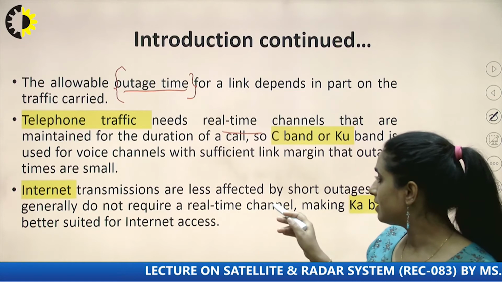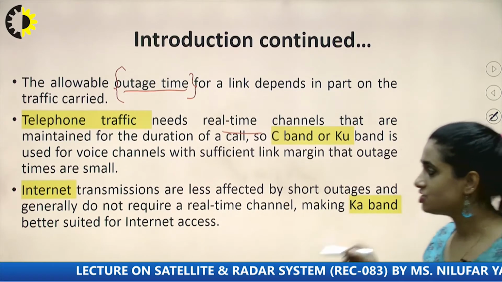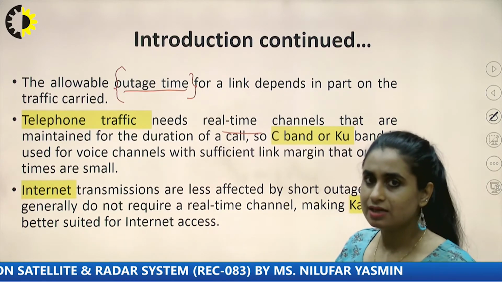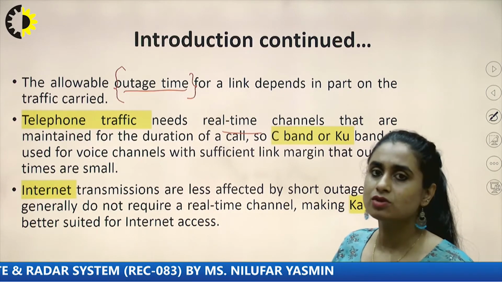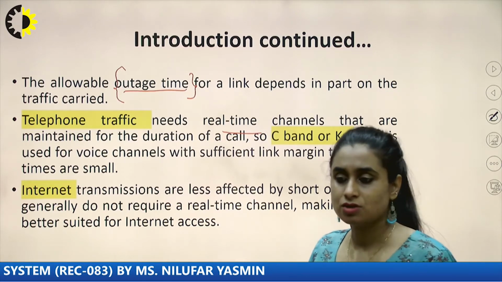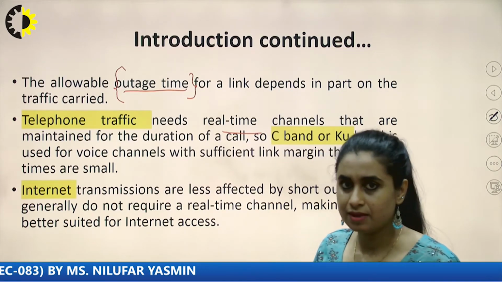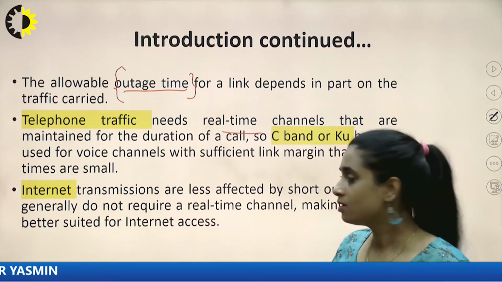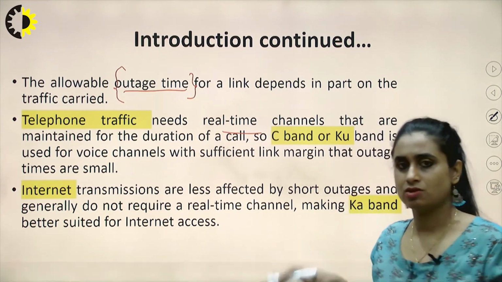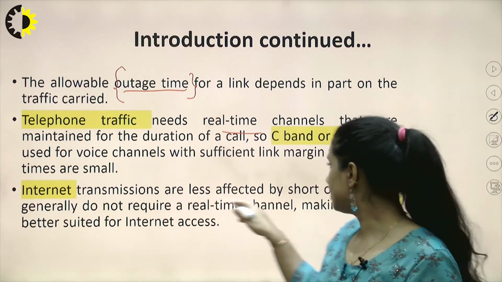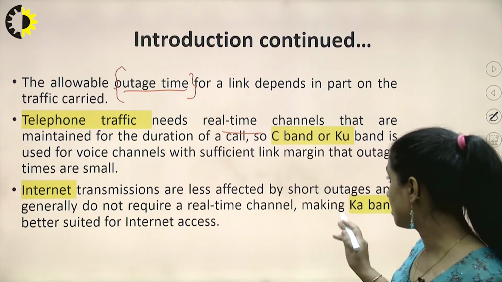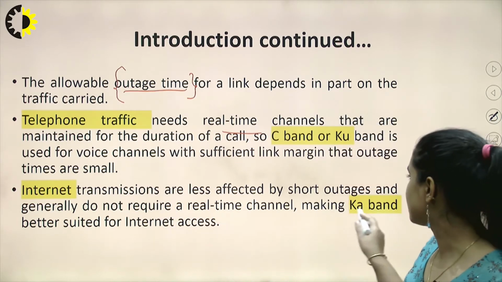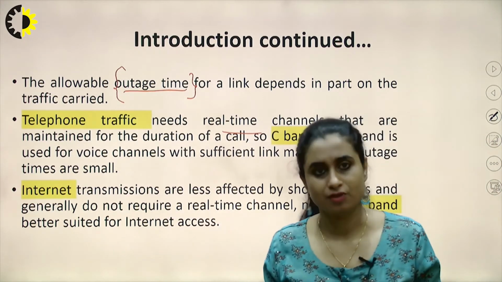Internet transmissions are less affected by short outages and generally do not require a real-time channel, right? So for internet, we are not always working in real time, unless we are talking about VoIP, voice over IP, like video calls or audio calls. Then of course we are talking about real time. So some amount of outage is tolerable here. These are less affected by short outages as they generally do not require a real-time channel, making Ka band best suited for this, right?